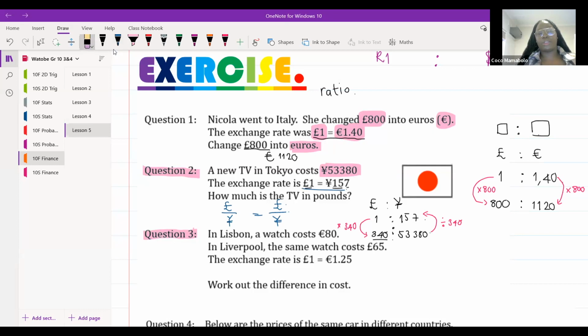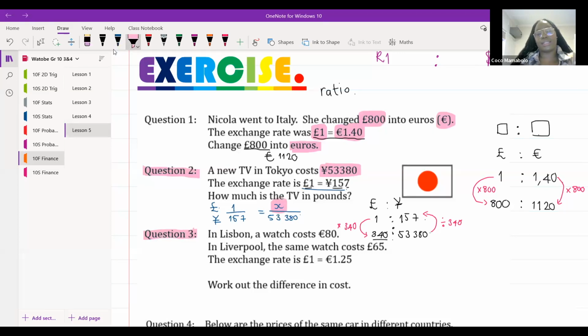Okay, so Abigail, if we want to write this as a fraction, we're going to take the pounds. We're going to go 1 over 157 is equal to, now remember, this is the pounds over here and this is the yen. We don't know how many pounds it's going to cost on the other side, so we're going to name that X. X over 53,380. Now we want to solve for X.